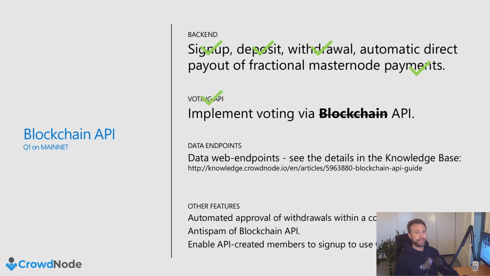We have also completed the voting API. It ended up being a normal web API and not a blockchain API. So when you vote, you don't spend transaction fees on it, and it still provides the same level of transparency as a blockchain API would have done. The data endpoints are done as well. We have updated a knowledge base article that gives you the details, and I'll open that later in this video as well. Last time, I also mentioned the automated approval flow.